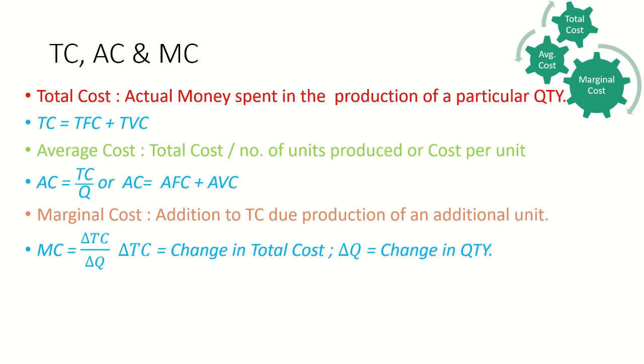So this is about TC, AC and MC. It's very simple. TC is the actual money spent in the production, average cost is total cost divided by number of units produced, and marginal cost is the addition in total cost due to the production of an additional unit.